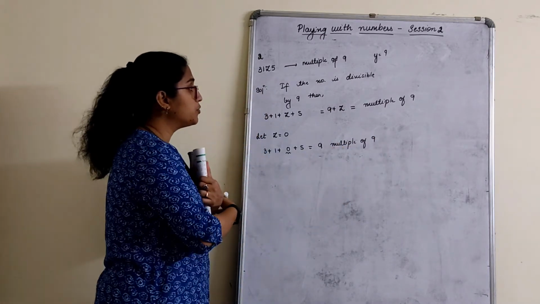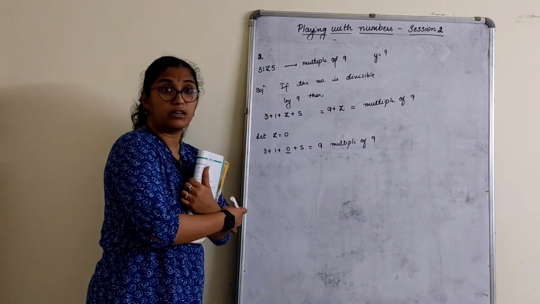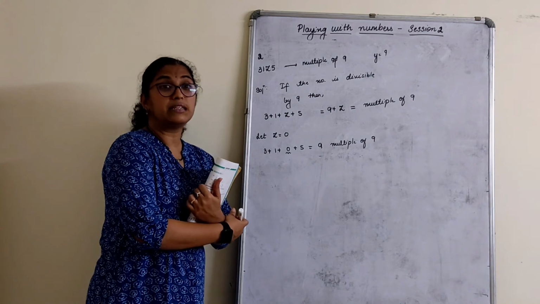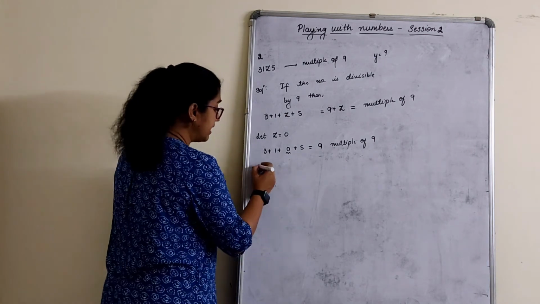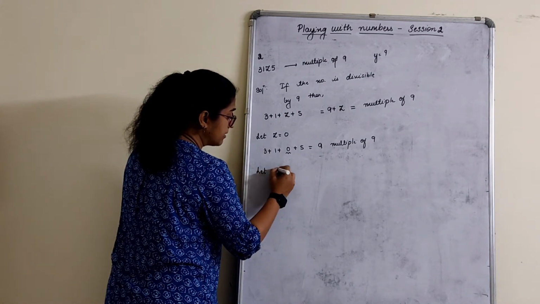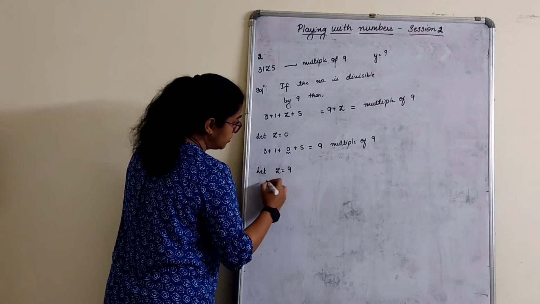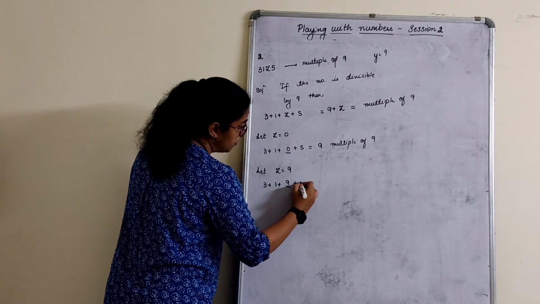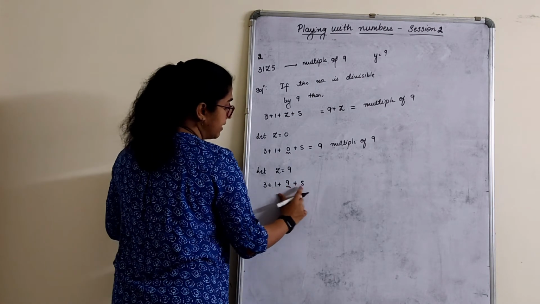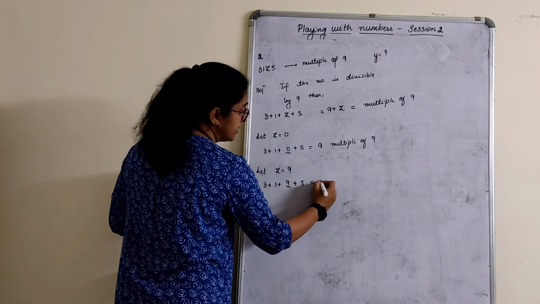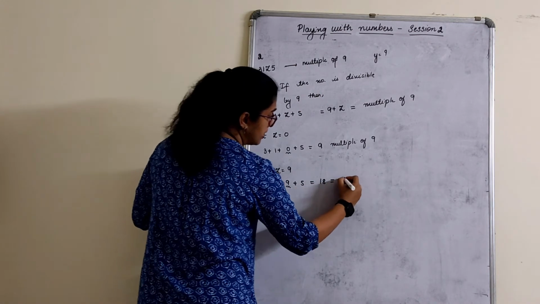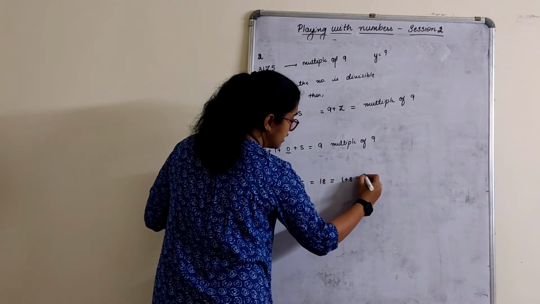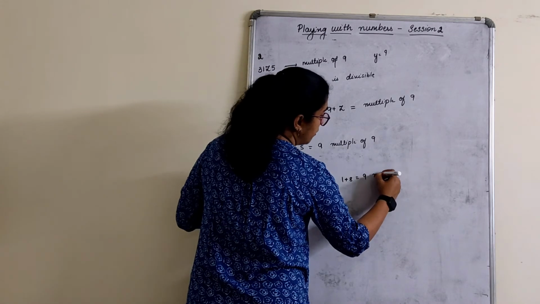Then one more value you would like to give here. 9 plus what? Now 9 plus next number is 18. So Z can take 9 only. Beyond that it cannot take. Z is equal to 9. 3 plus 1 plus 9 plus 5. 9 plus 1, 10, 15, 16, 17, 18. This is further written as 1 plus 8 is equal to 9. Multiple of 9.